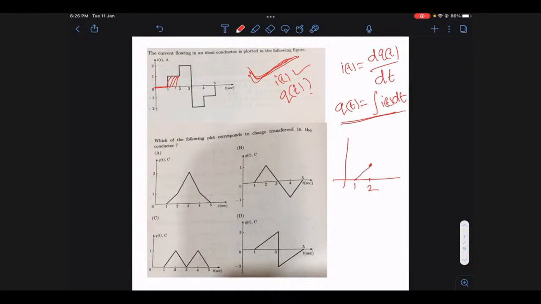Then if I ask you what is the area up to 3, this area is 1, and for the rectangle which I'm highlighting, the width is 1 and the height is 2, so this is basically 2. The total area accumulated up to 3 is 1 plus 2, which is 3. That means at t equal to 1, the amplitude is 0. At t equal to 2, the amplitude is 1 because the net area is 1. Then at t equal to 3, the amplitude should be 3. So here, this should be 3.